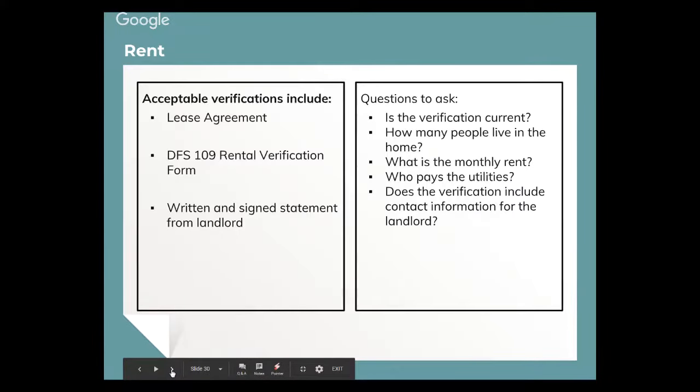All right, something else that we might need to verify would be rent. Some acceptable verifications for rent would be a lease agreement, a DFS 109 rental verification form, a written and signed statement from the landlord. And these are not all inclusive. There might be other things that we can use as long as they fulfill our needs and answer the questions that we have. Some questions to ask when you do receive rent verification: is the verification current? How many people live in the home? What is the monthly rent? Who pays the utilities? And does the verification include contact information for the landlord?